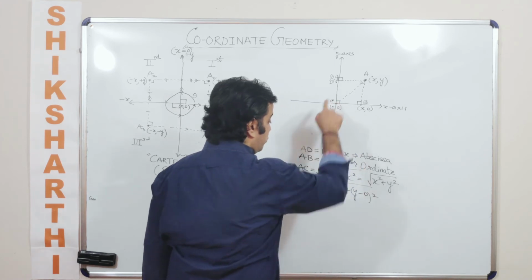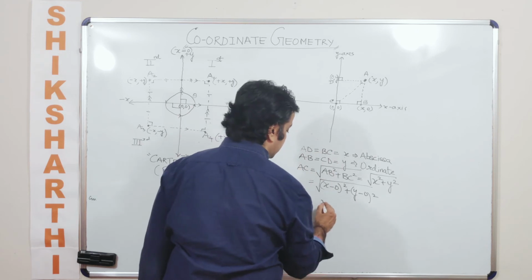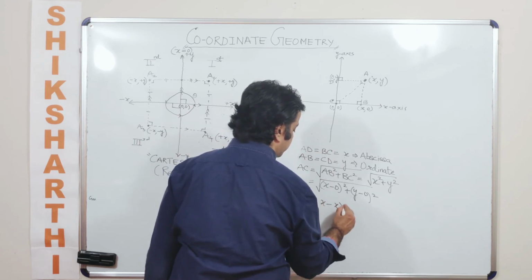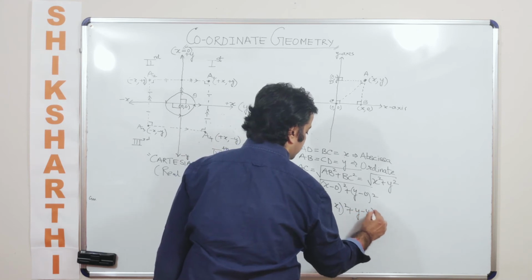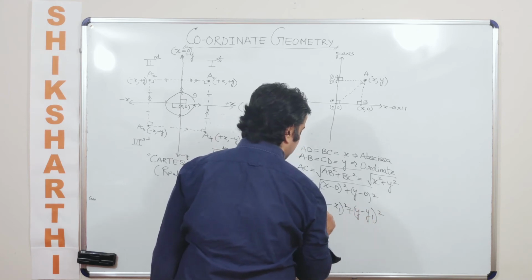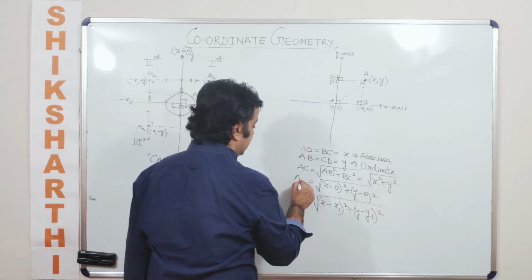And if this point would not have been the origin, in that case I could have written this as x minus x1 whole square plus y minus y1 whole square, and then I take the under root of this. So what I am trying to say here is, this is AC.